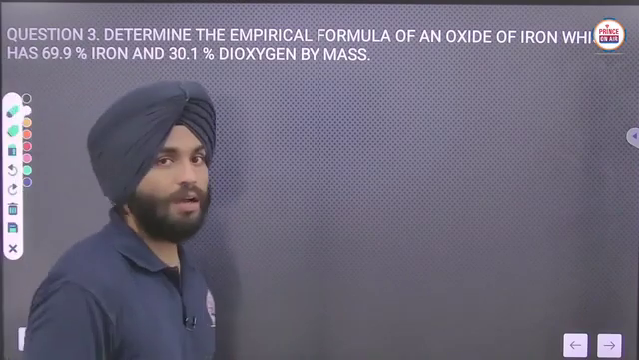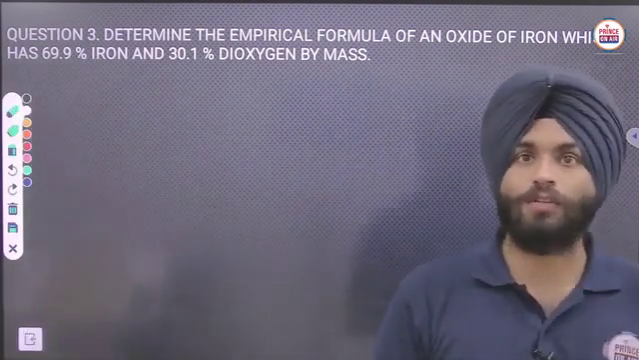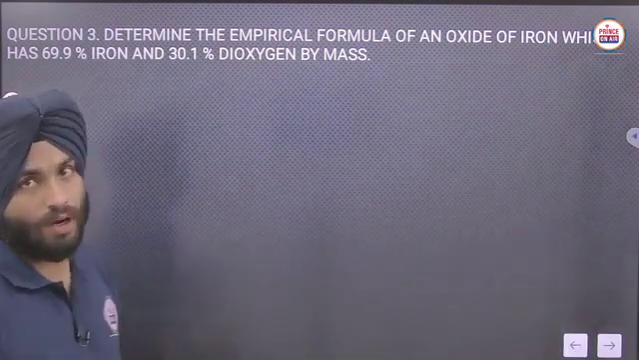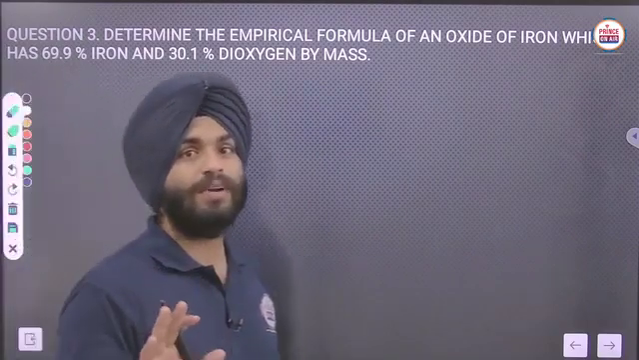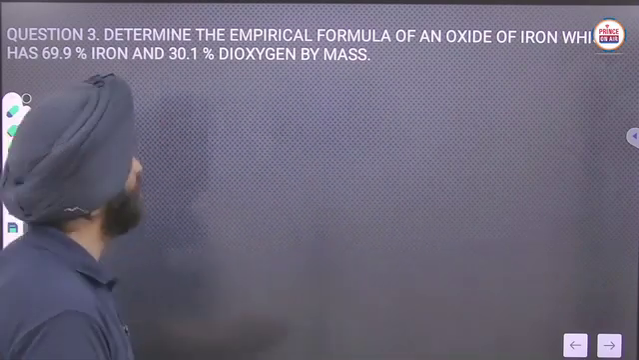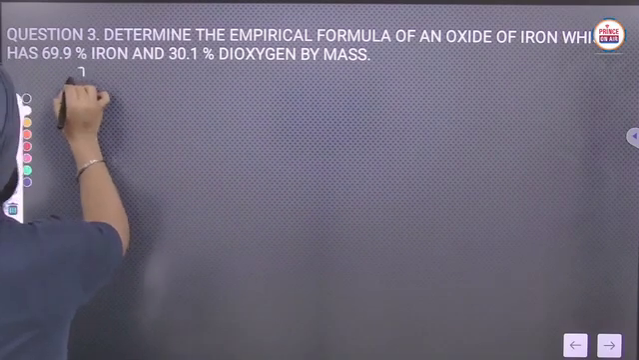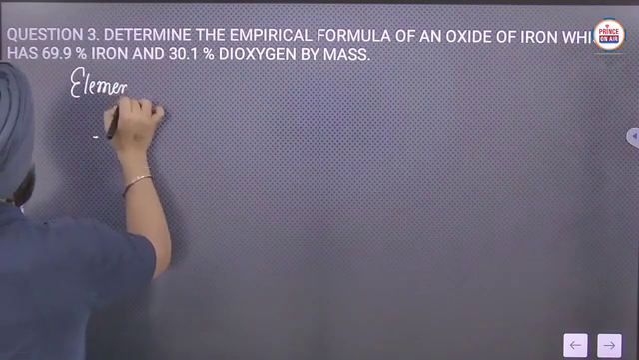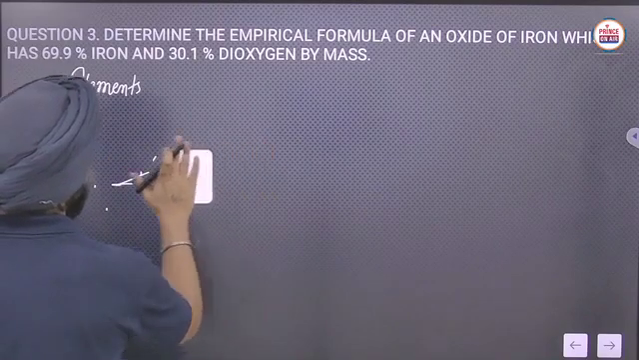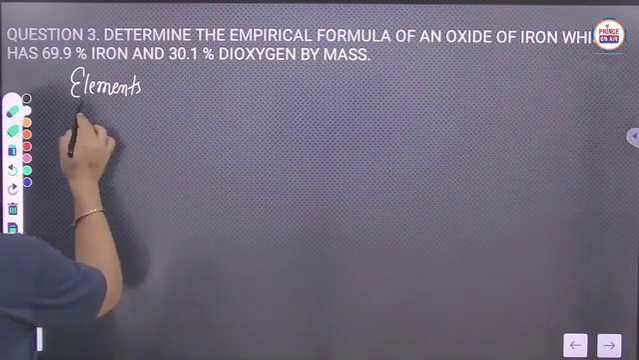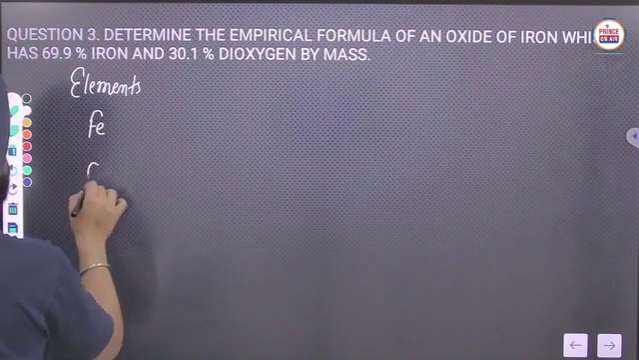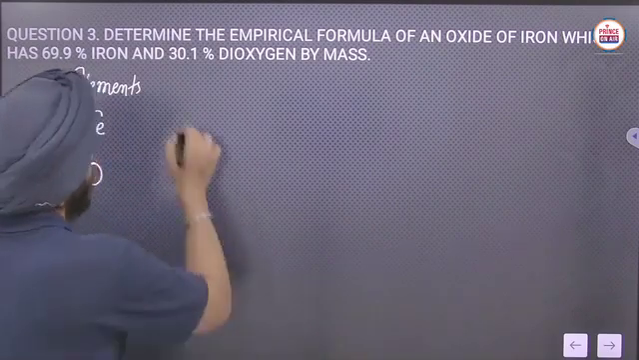Now, determine the empirical formula of oxide of iron which has 69.9% iron and 30.1% dioxygen by mass. So let us suppose the sample is made up of 100 grams. It means the sample is of 100 grams mass. So if it is 100 grams, the elements are iron and oxygen.